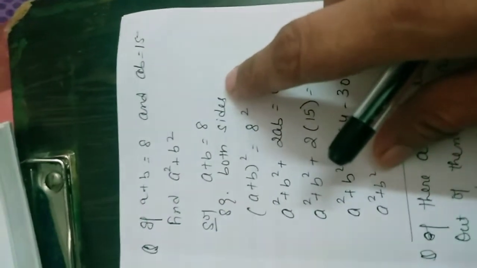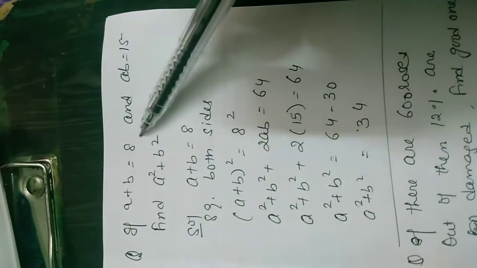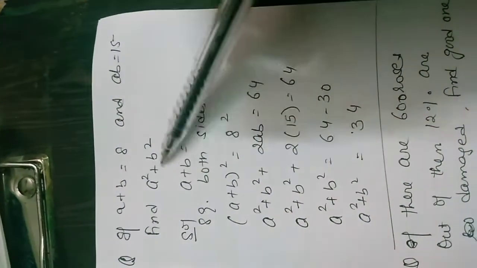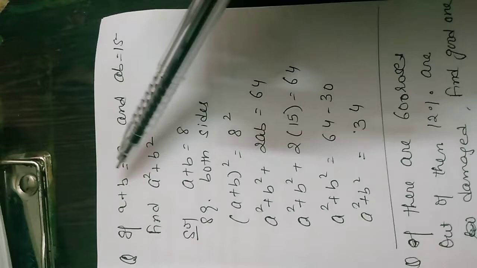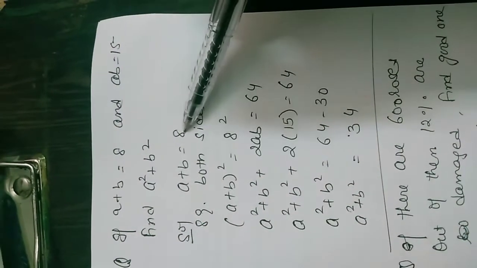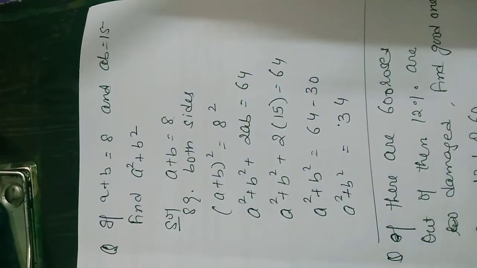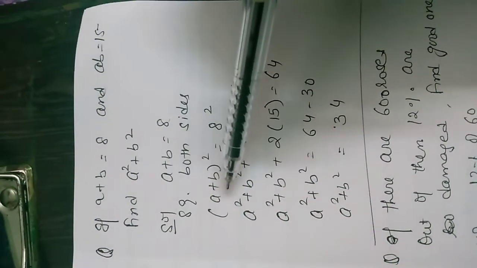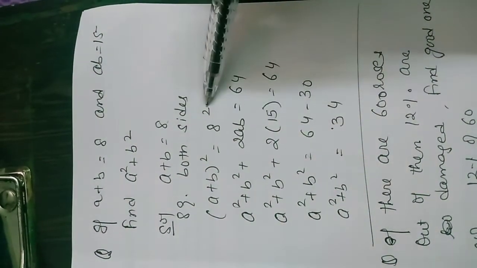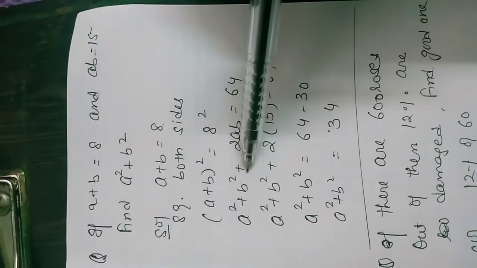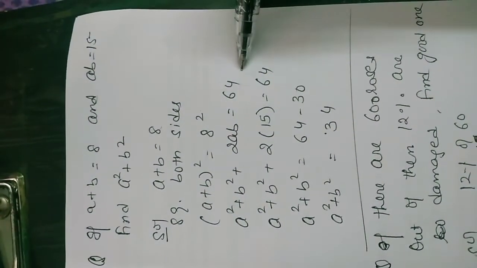This doubt is, I think, also given by Shreya. If a plus b is 8, ab is 15, find a square plus b square. So you have to start here with a plus b. Squaring, because we need a square plus b square, it means we have to do square. So squaring both sides, a plus b whole square is equal to 8 square. So a square plus b square plus 2ab is equal to 64.